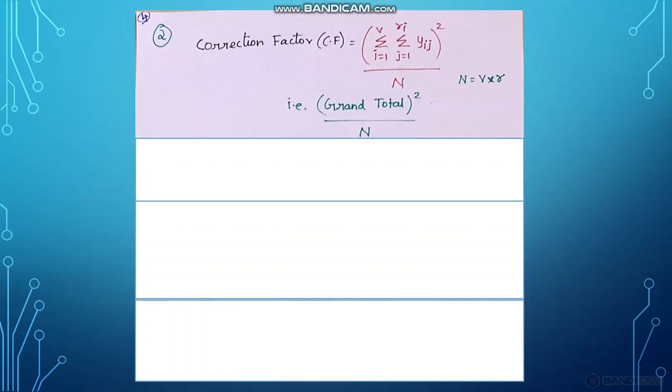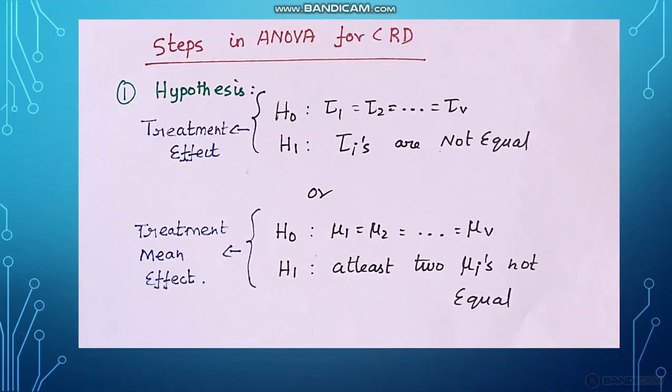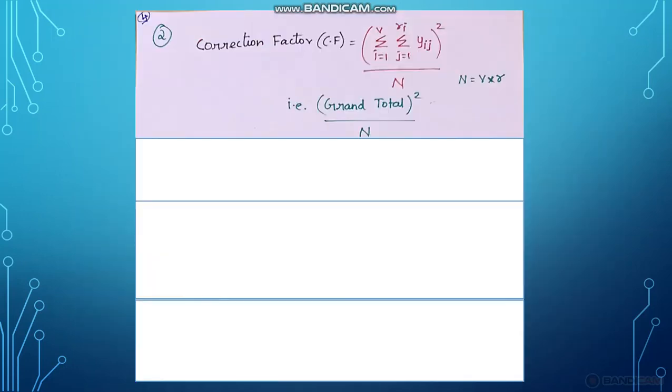The second step is to find the correction factor. The formula is grand total whole square divided by n, where n is equal to V into R. V means the number of treatments and R means the number of replications. So the first step is to frame the hypothesis, and the second step is to find the correction factor, which is grand total whole square divided by n.